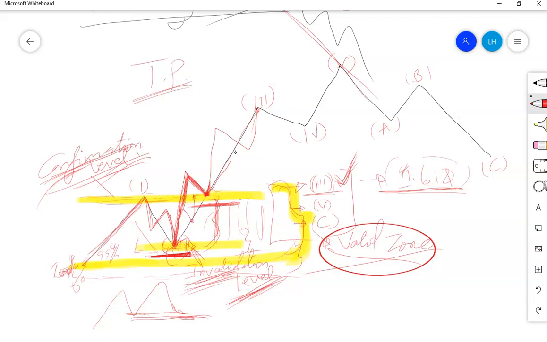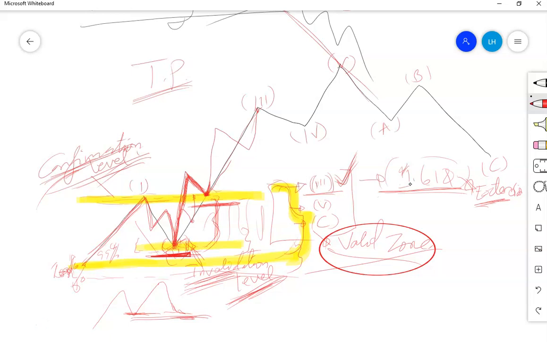You will use a Fibonacci tool, and this is what we call a Fibonacci extension. Now you will measure the extension of the third wave. Therefore, your projection or point for take profit should be around the 1.618. That's how you identify your take profit.